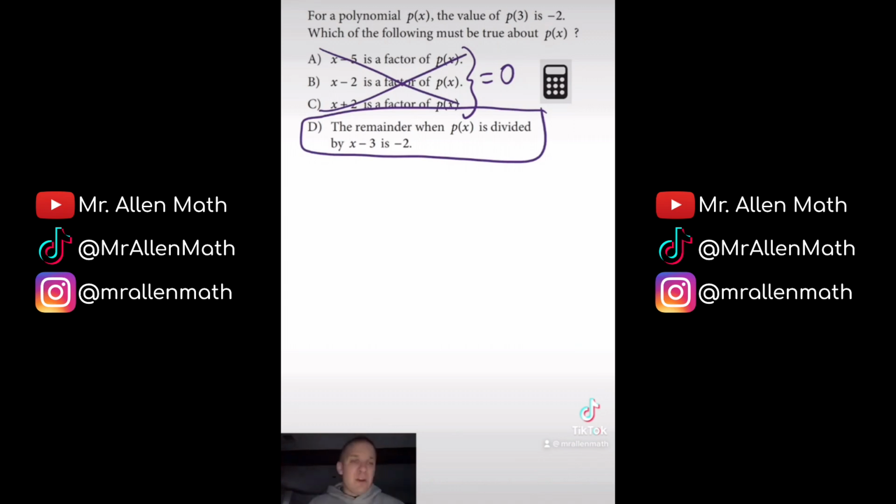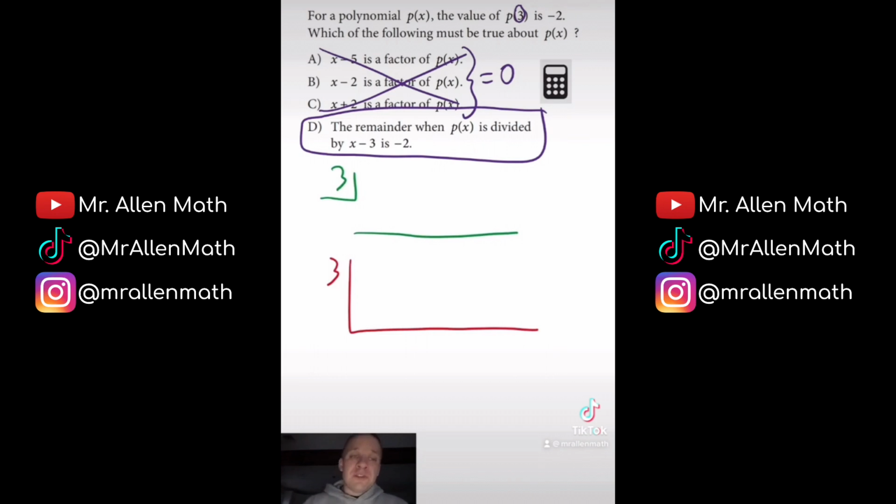Because math, and who knows, maybe there'll be another time where there's 2 similar answers and you have to pick. The remainder when p of x is divided by x minus 3 is negative 2. X minus 3 is the factor associated with this x value. That would be my root or my 0. So when dividing by x minus 3, I would be using 3 for synthetic division.